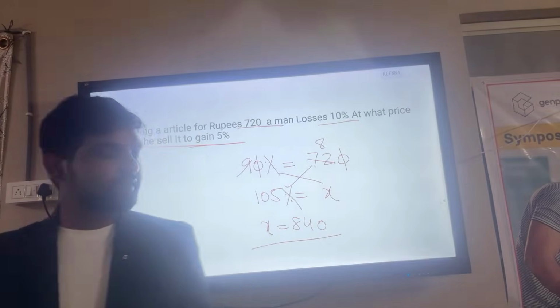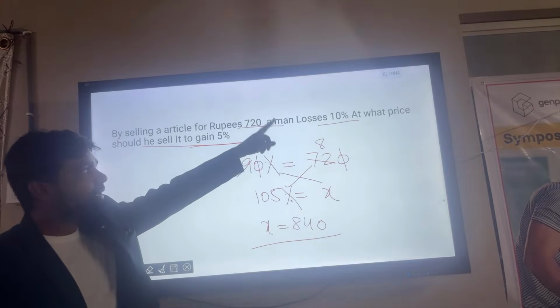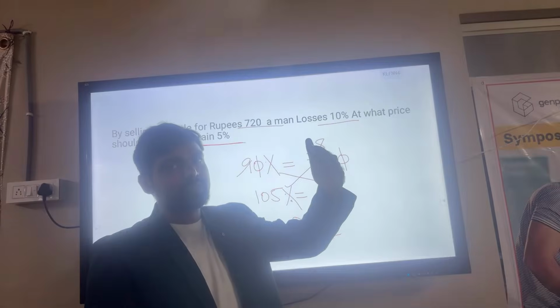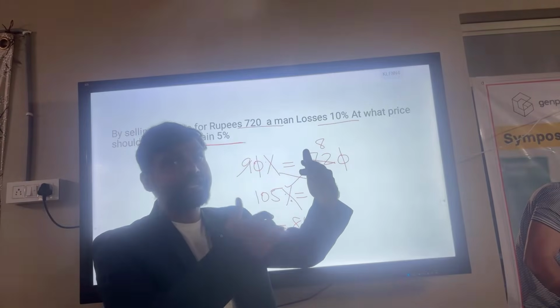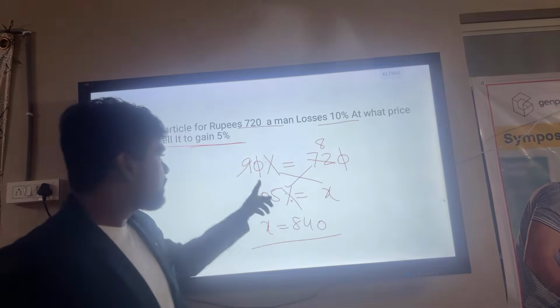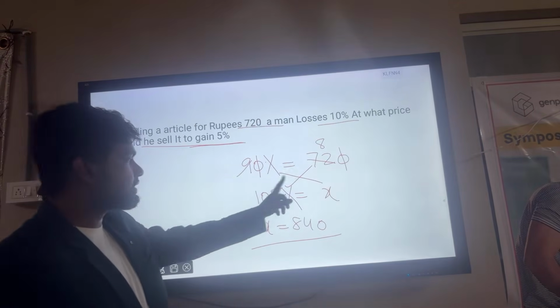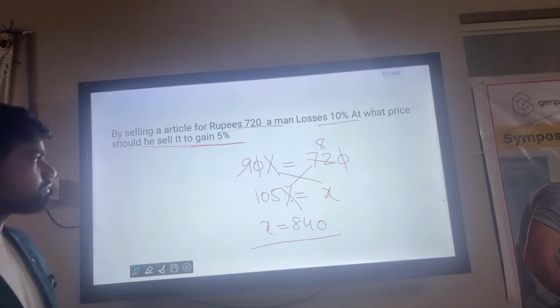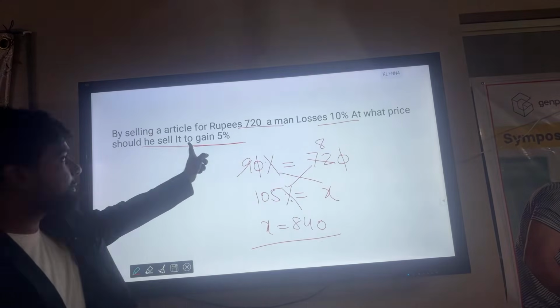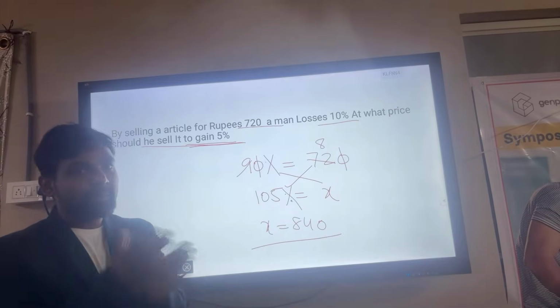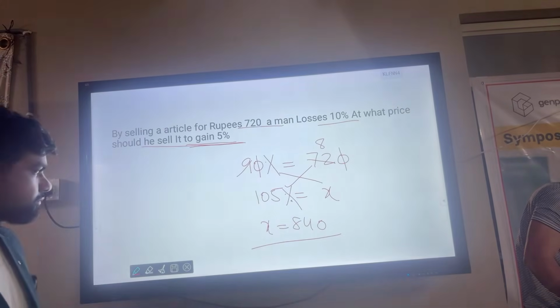840 is the answer. He is selling at 10% loss, nothing but 90%, because 100 cost price, 10% loss. Loss means minus, 100 minus 10. Now 90% is equal to 720. So 105% is equal to what? Because he is supposed to get a profit on cost price. Cost price obviously 100 plus 5, 105.